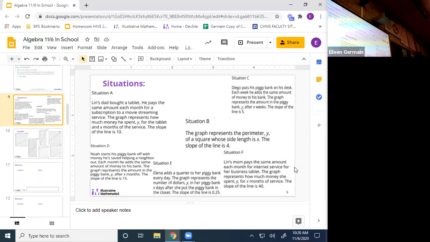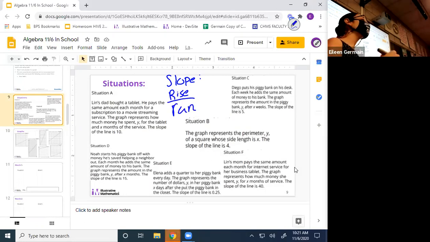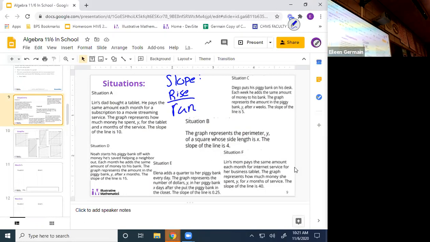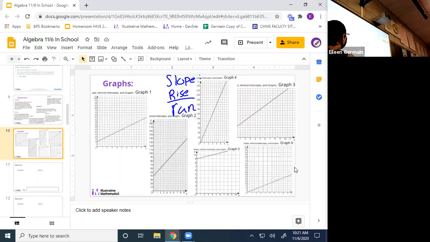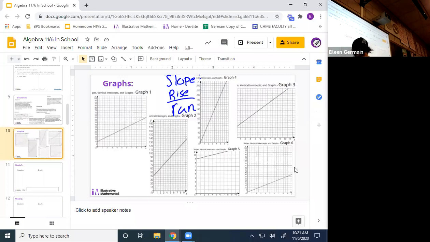When we talk about slope, ladies and gentlemen, slope is our rise over our run. Okay, so let's look at a graph and find a slope of a graph real quick. Before I have you work on this activity, we're going to look at one of the graphs on the next page, and we're going to identify what the slope of one of these lines is. So if you're looking at, for example, let's take a look at graph number 5. So I want to identify what the slope is of this line.